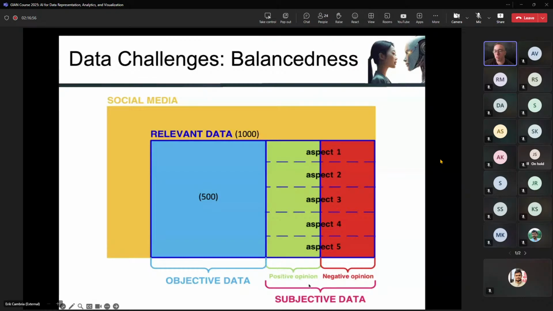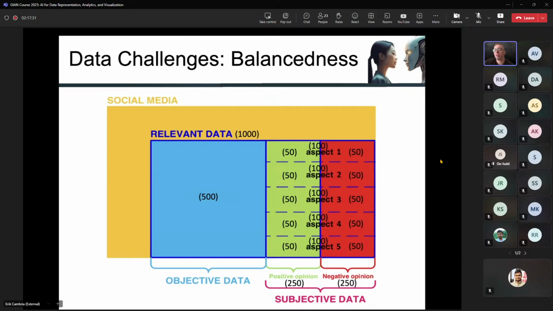subjective. Then subjective means what? Subjective data is some positive, some negative, once again, and ideally I would like to have half of these 1,000. Maybe 250 are positive and 250 are negative. And then if I'm looking at aspects, I want to have the same amount of tweets for each aspect. So if I have 5 aspects, I would want to have 100 tweets for each aspect, ideally. And then, of course, for each of these aspects, I would want to have 50 positive and 50 negative.